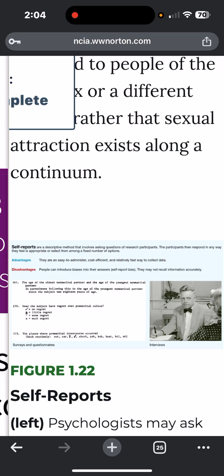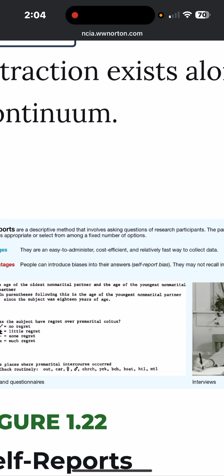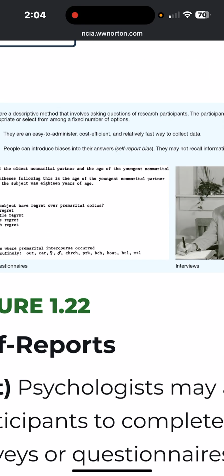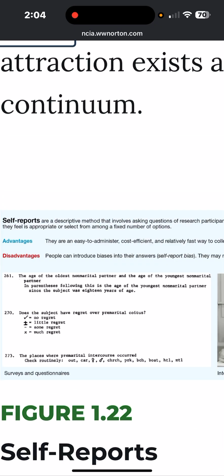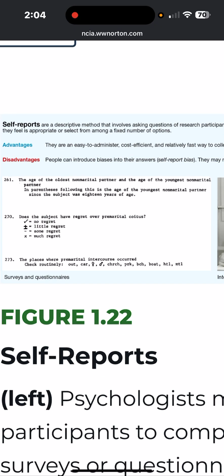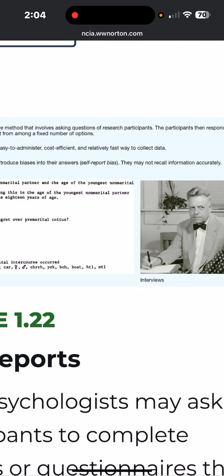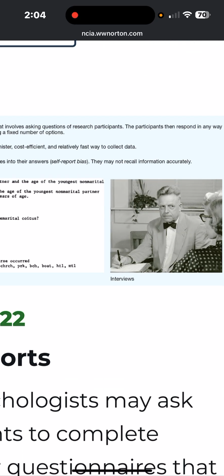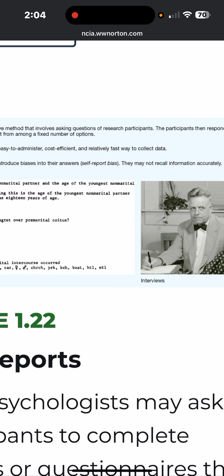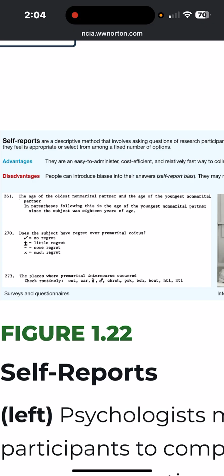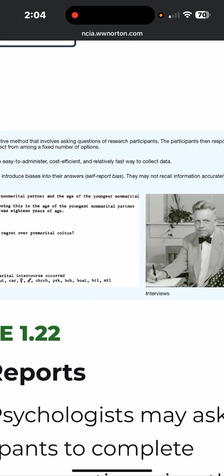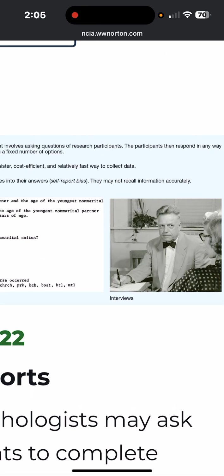Advantages: they are easy to administer, cost effective, and relatively fast way to collect data. Disadvantages: people can introduce biases into their answers. Self-report bias: they may not recall information accurately. Self-report bias is what it's called. They may not recall information accurately.